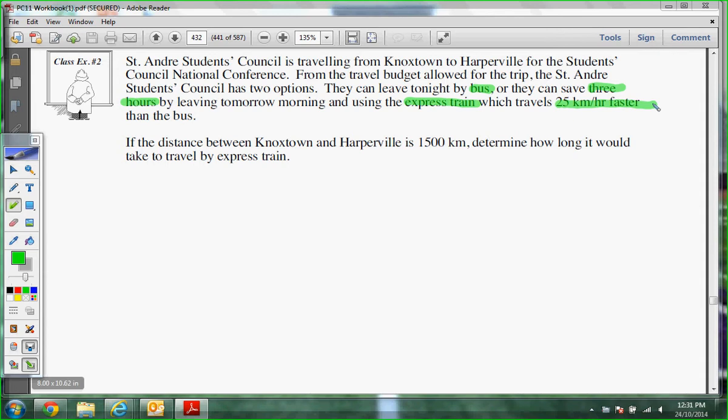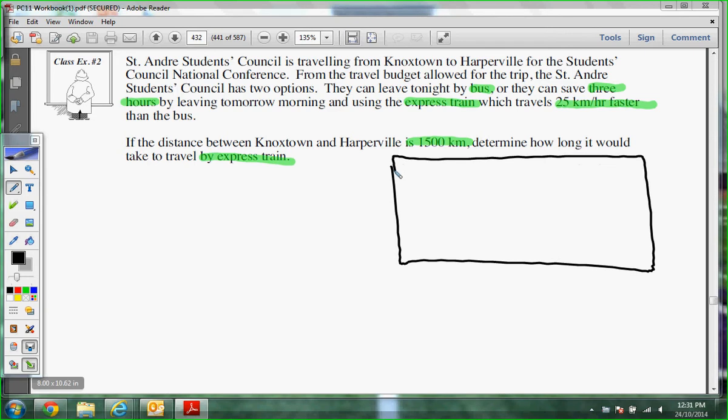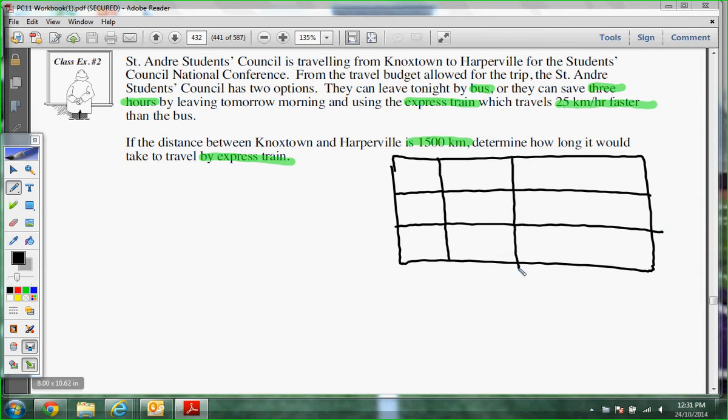Okay, so if the distance between Knoxtown and Harperville is 1,500 kilometers, so there's our distance, determine how long it would take to travel by express train. So try to figure out, if I was just going by the express train route, how long would it take? Okay, so now they don't have the table here for us. We'll make our own table here. So we have our distance, our speed, and our time.